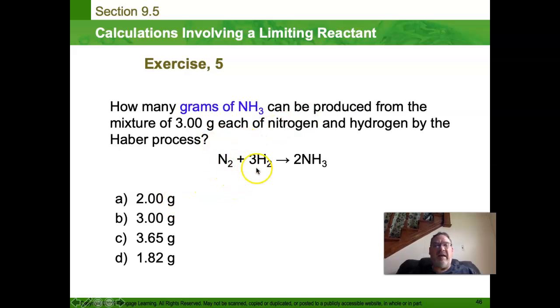Here's this problem. Again, we're going to take the 3 grams of nitrogen, 3 grams of hydrogen, convert each one to ammonia. We'll go grams of nitrogen to moles of nitrogen, moles of nitrogen to moles of ammonia. Same thing for the hydrogen. Again, whichever one gives us the lesser amount of moles of ammonia, that's our answer. And then we can convert it to grams.